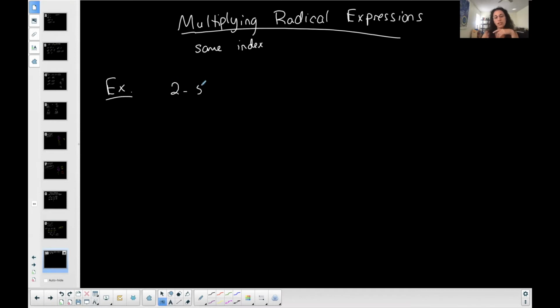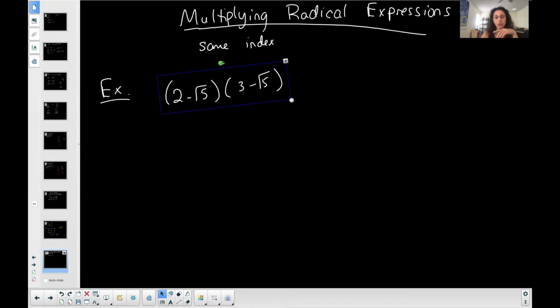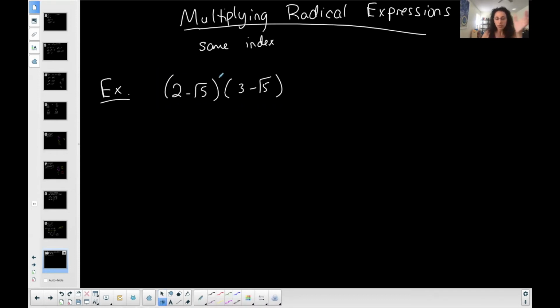So 2 minus the square root of 5 times 3 minus the square root of 5. These are radical expressions. This is a binomial times a binomial. If you remember, when you dealt with polynomials, you multiplied binomials. If you're multiplying a binomial times a binomial, it doesn't matter what the binomial is. In this case, they're radical expressions. We're still going to FOIL.